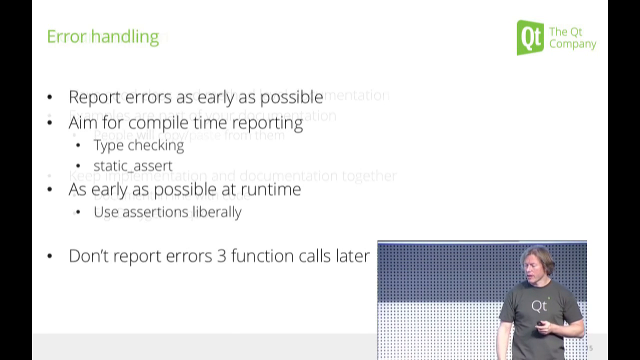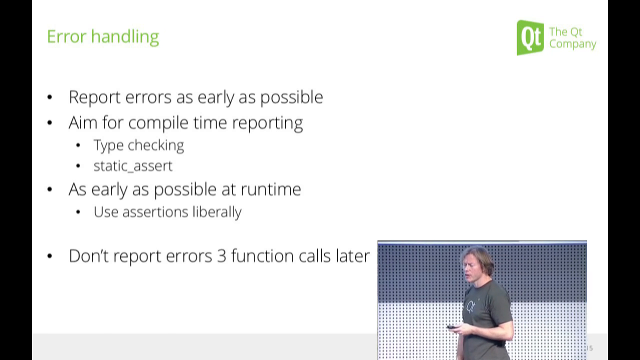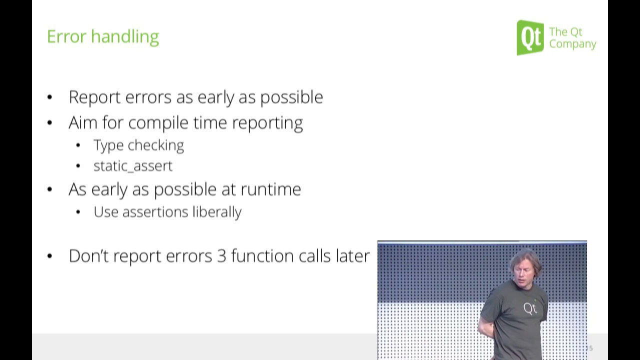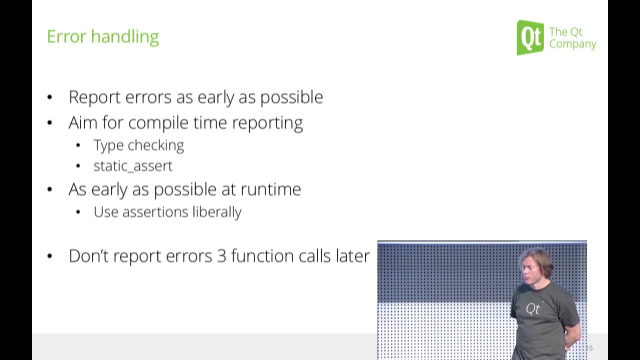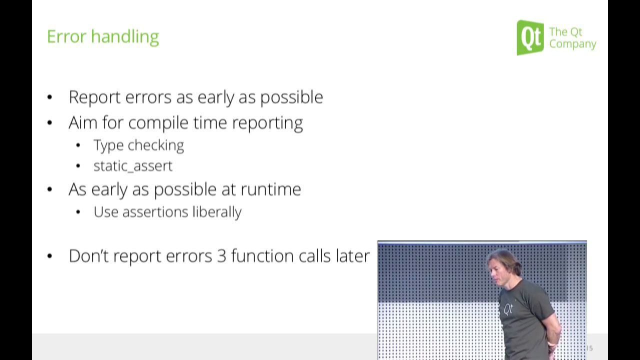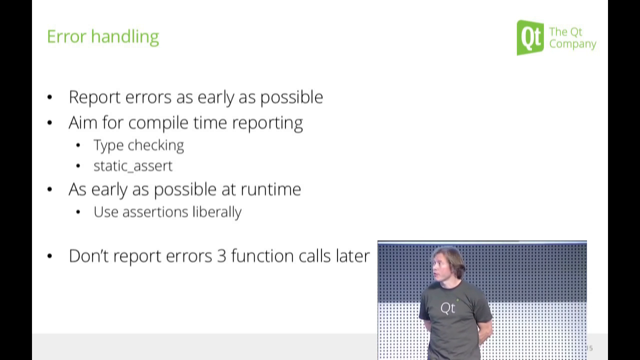As I said, with error handling, I've mentioned that a bit earlier, report them as early as possible. Aim as much as possible for compile time error checking and reporting. Check types, make sure things are type safe. As I said, avoiding implicit conversion is part of that. Use static assertions very freely.